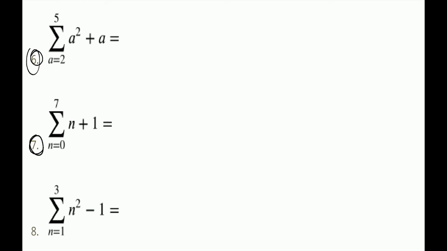So 6 has a little more complex of an expression on it, but it's the same concept. We're going to take this a squared plus a, and we're going to replace the a with 2. Okay, so we're going to start with 2, and we're going to go all the way to 5. We replace the a's with 3, then with 4, then with 5, and we're going to stop there because 5 is our upper bound.